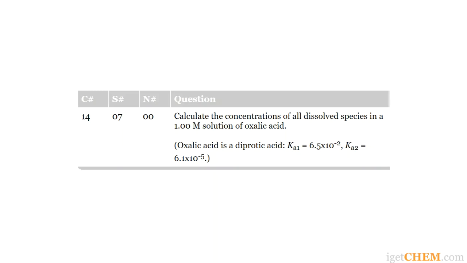Today's video is on solving for the concentrations of a weak acid solution. So let's take a look at the problem. Calculate the concentrations of all dissolved species in a 1.00 molar solution of oxalic acid. Oxalic acid is a diprotic acid with Ka1 equal to 6.5 times 10 to the minus 2 and Ka2 equal to 6.1 times 10 to the minus 5. Okay, let's take a look at the solution.